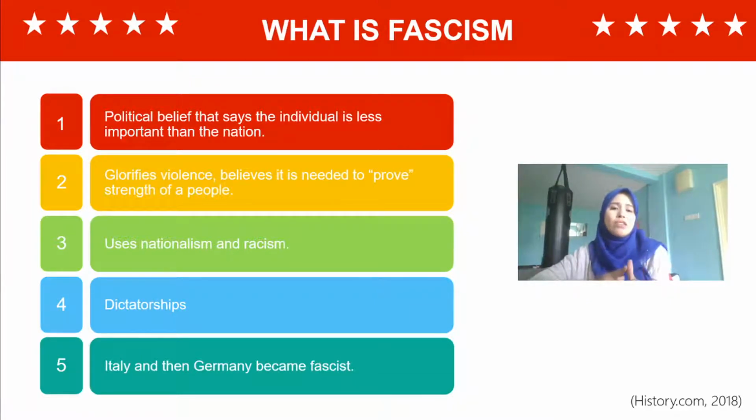So usually nationalism and racism, they use it together and turn out to be fascism. Dictatorship: if you disagree, you will not just be caught, but you might be sentenced to death. That is what dictatorship is all about. So Italy and then Germany became fascist.